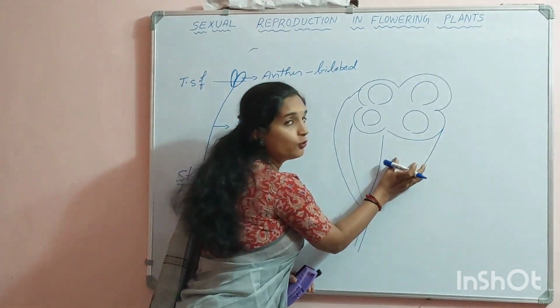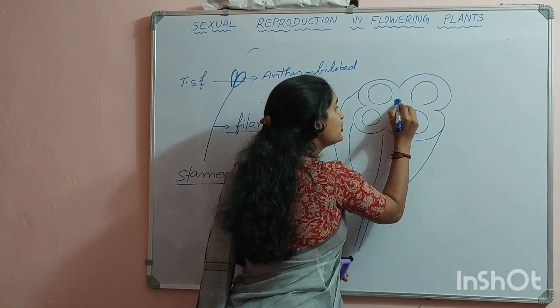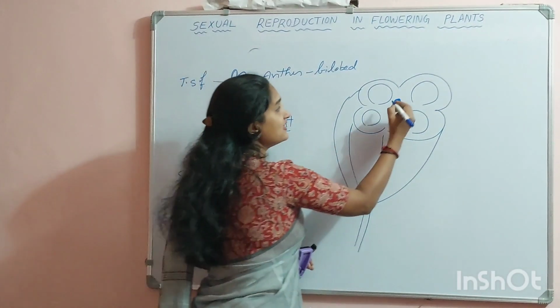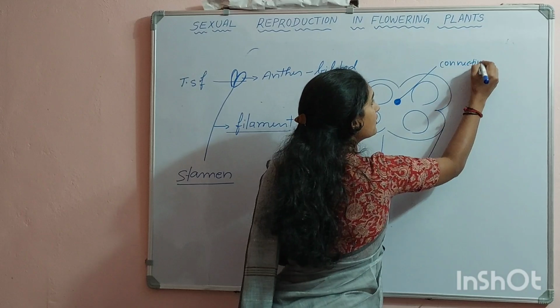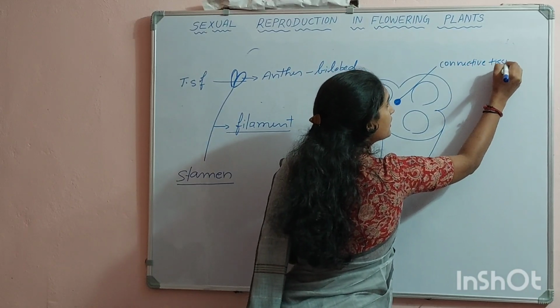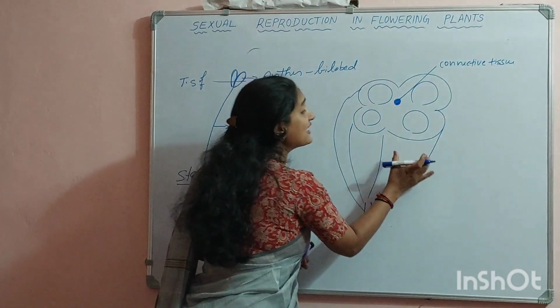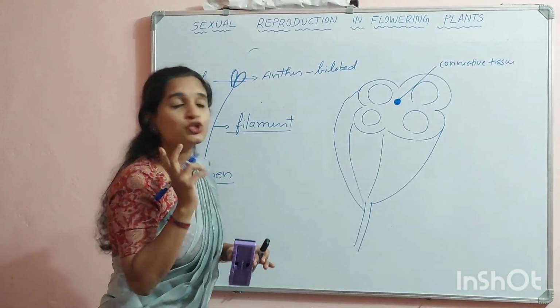There are two lobes, and these two lobes are connected by a tissue called the connective tissue. Its function is to hold this half and this half of the anther, the two lobes of the anther, together.